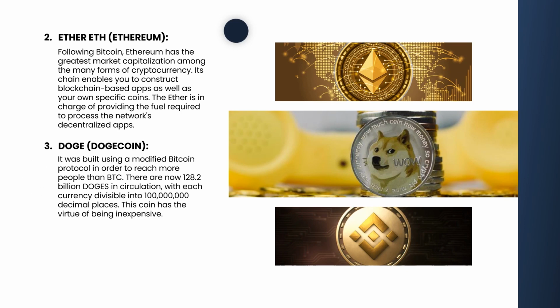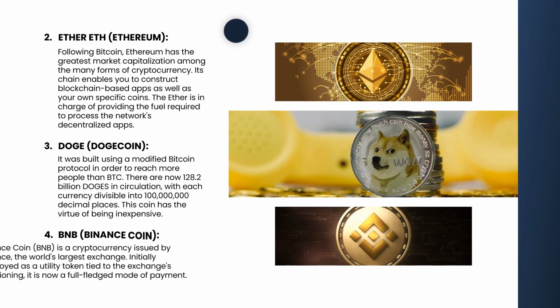Three. Dogecoin. It was built using a modified Bitcoin protocol in order to reach more people than BTC. There are now 128.2 billion Doges in circulation, with each currency divisible into 100 million decimal places. This coin has the virtue of being inexpensive.